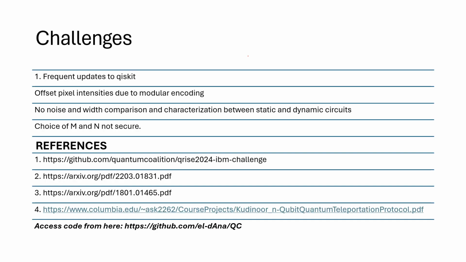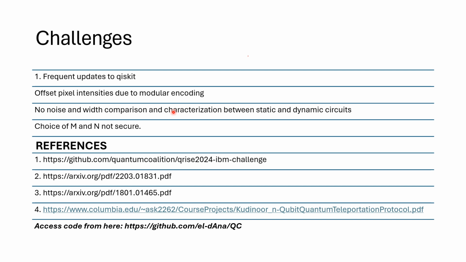And now for the challenges that we had, due to frequent updates in the Qiskit library, a code which was working a day ago, you wake up and it doesn't work again, and that was a headache at some point in time. And we've already explained the offset pixel intensities. And then unfortunately, we didn't really do a direct comparison between the static implementation and the dynamic circuits, the advantages they give, and then the noise characterization. We couldn't do that, and that's a challenge. Hopefully we'll work over it in the future.